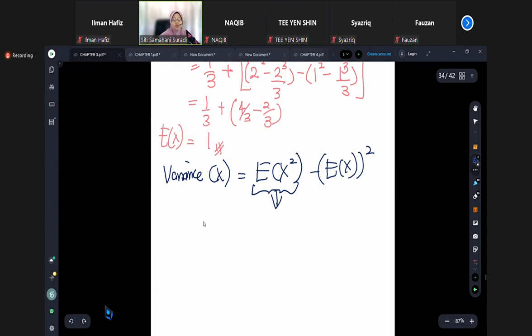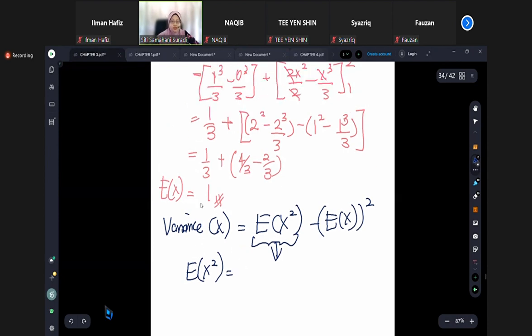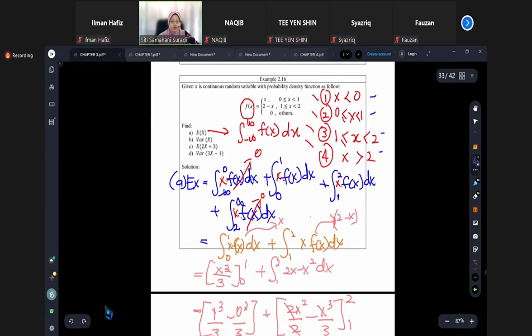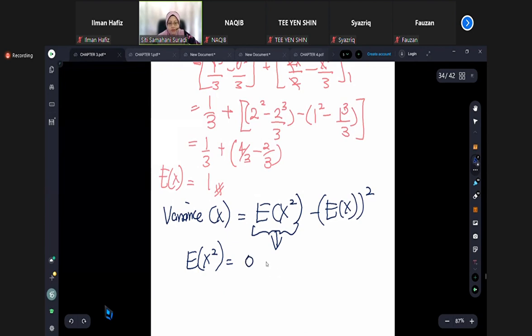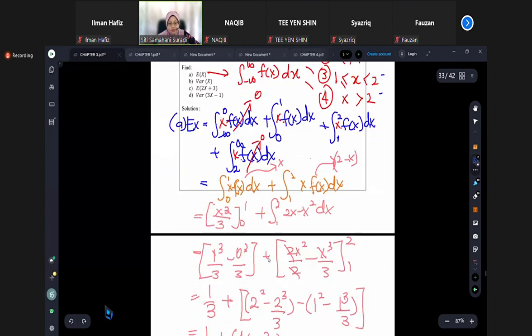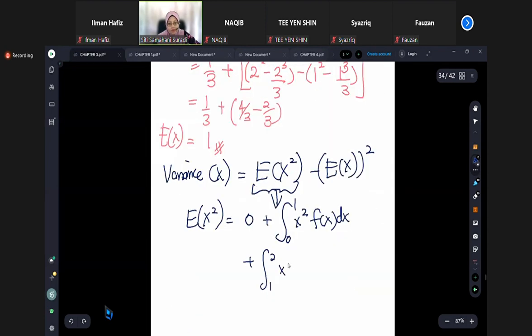Okay, so again, just now you got E[X]. So for E[X power of 2], since all this one is 0, I ignore it, because the answer should be 0 also. So that means consider 0 plus integration of x power of 2 f(x) between 0 and 1 dx, x power of 2 for this one, plus 1 to 2 of x power of 2 f(x) dx.